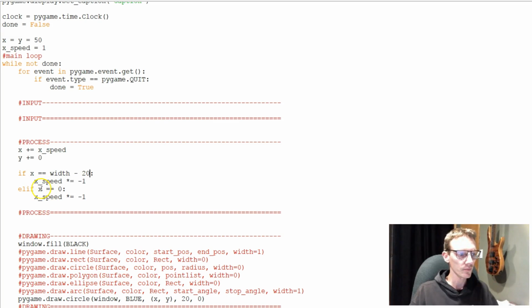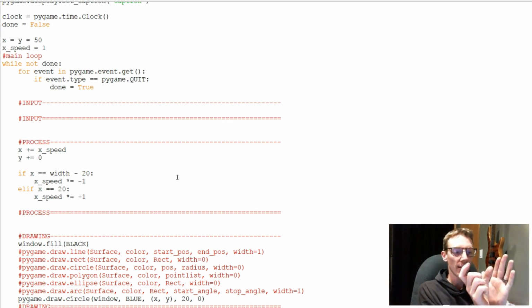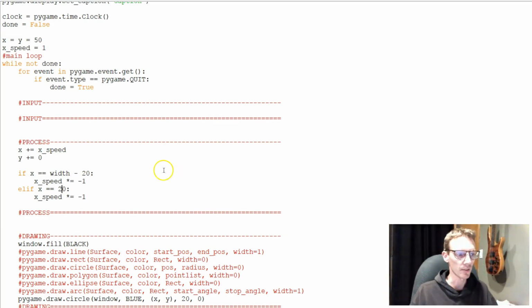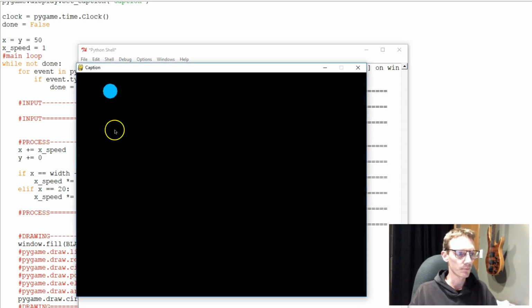Same thing here. If x gets to 20, if it's 20 to the right of the left-hand wall, then that means that the center of our circle is 20 to the right of the left-hand wall, and since our radius is 20, then the edge of the circle will be right on the left-hand wall, and it'll look like it's bouncing. Let's go ahead and run it again, make sure that's working. So it's going to be coming over here. It should bounce, and we'll just have to be patient and wait for it.